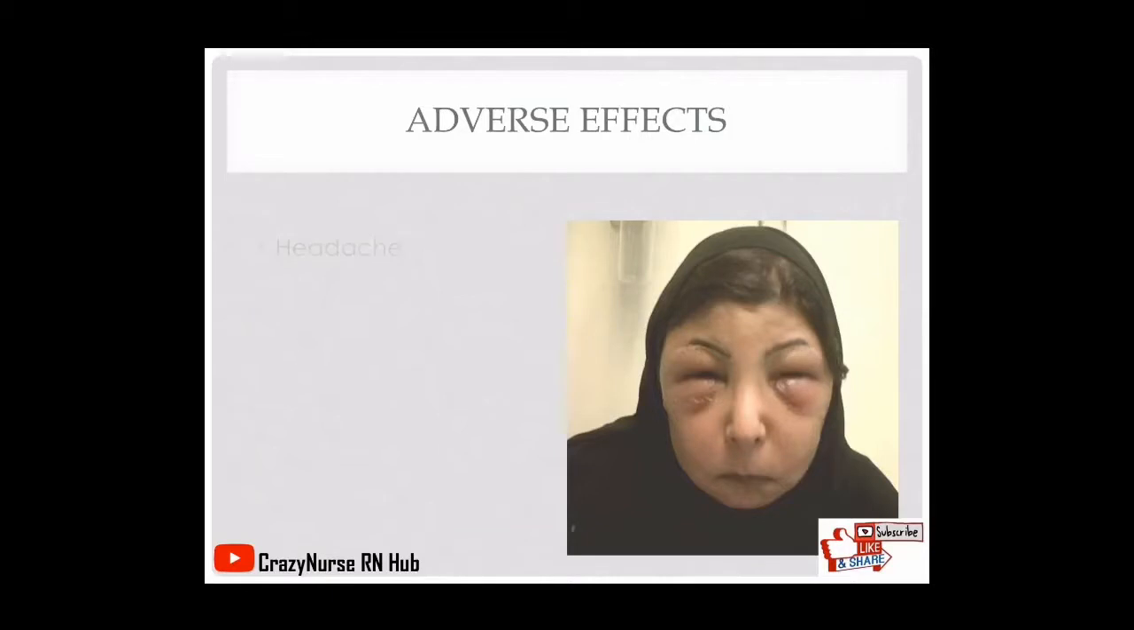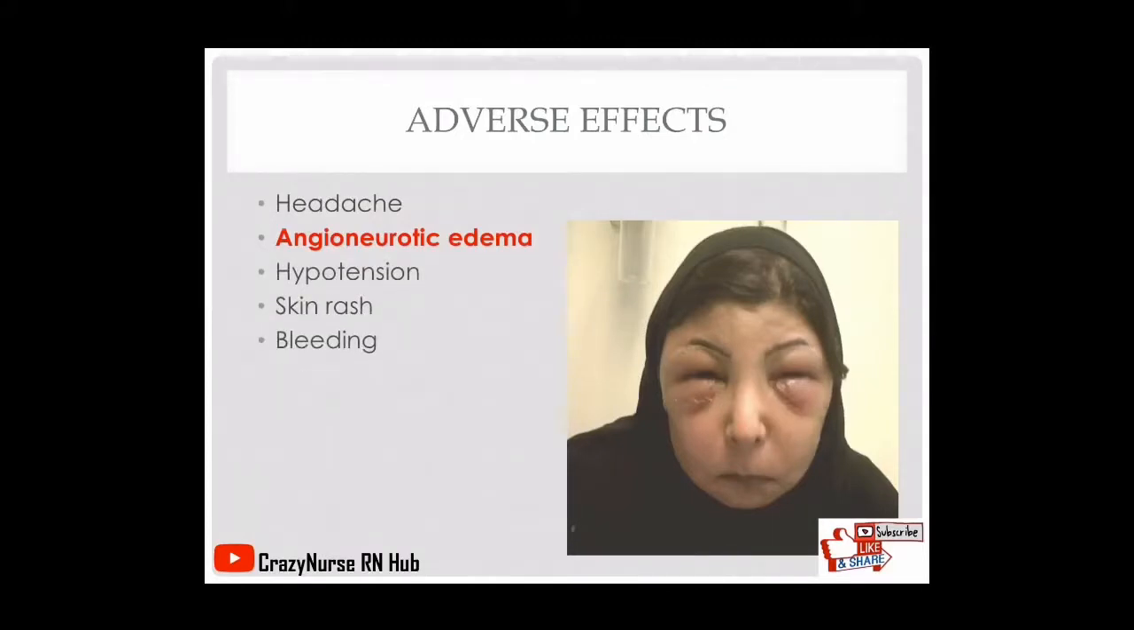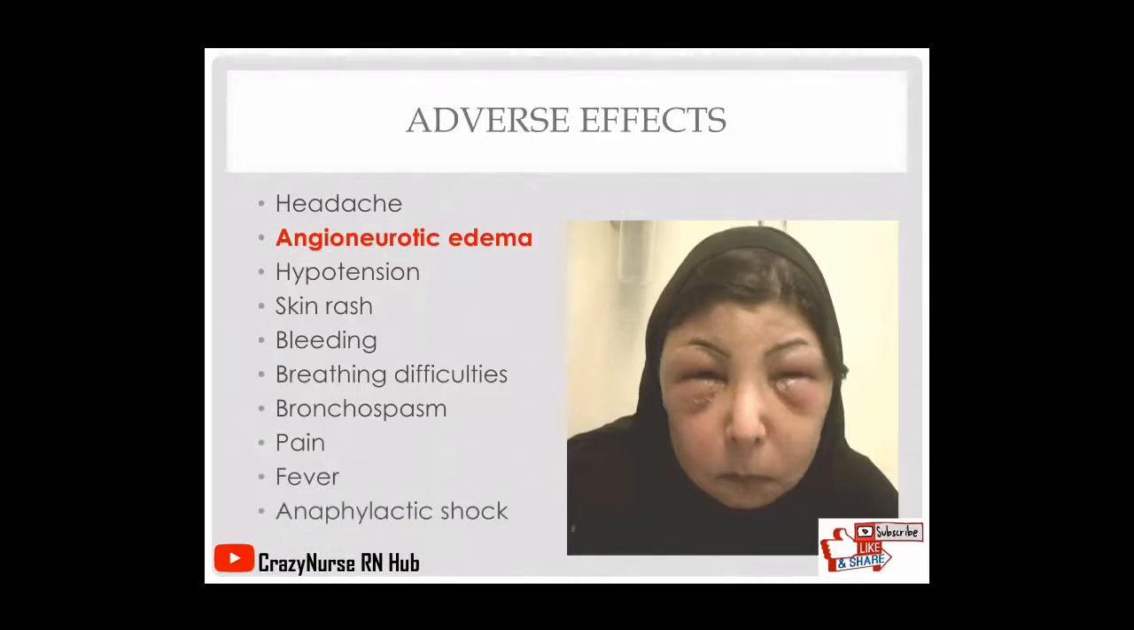We also have your adverse effects: headache, angioneurotic edema. I have here a picture depicting angioneurotic edema. Hypotension, skin rash. The patient might experience bleeding as an overdose or as an adverse effect. We also have bleeding difficulties, bronchospasm, pain, fever, and anaphylactic shock. So these are the possible adverse effects that your patient might experience.